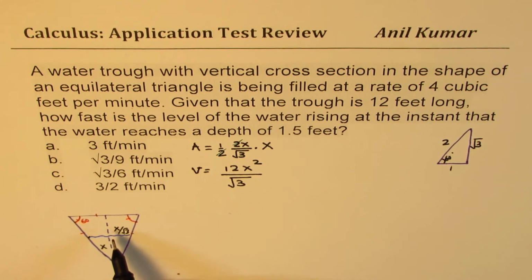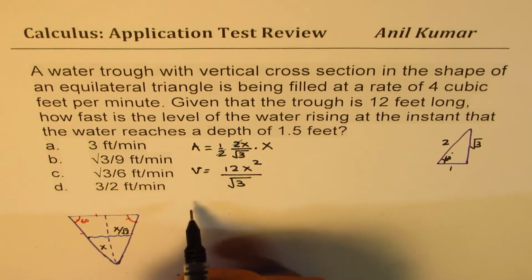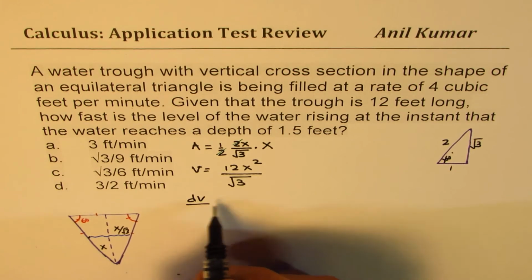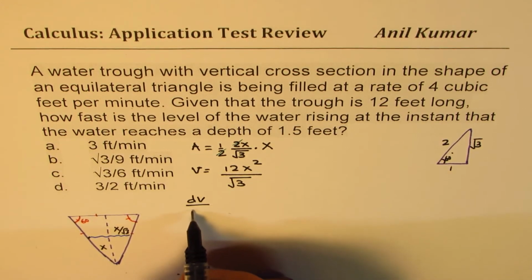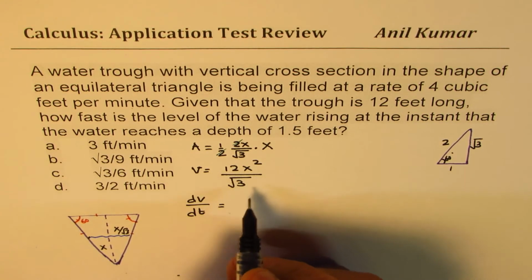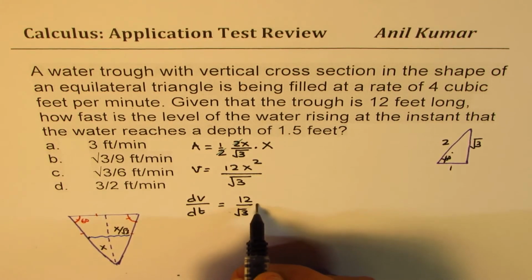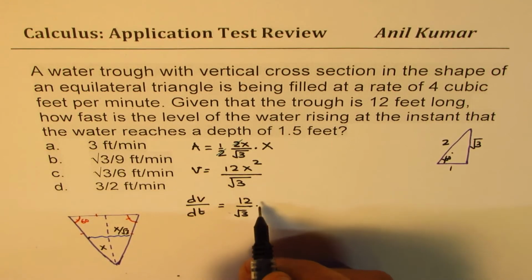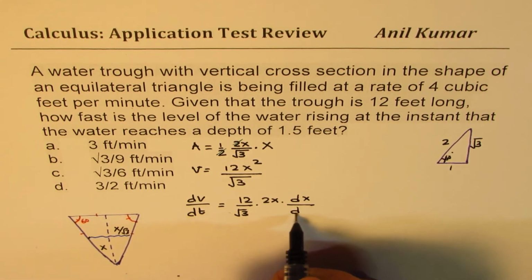Now we are interested in rate of change of height, so we can differentiate both sides by t. So we get dV/dt is equal to 12 over square root 3 times 2x times dx/dt. Perfect.